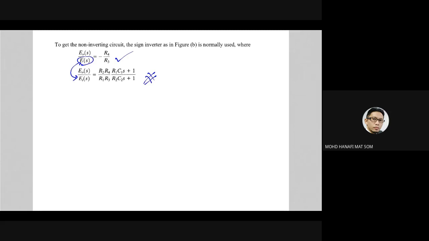Try this example at home to familiarize yourself with how to find the parallel equation for the components, as well as how to find the transfer function for this active circuit. Any question?